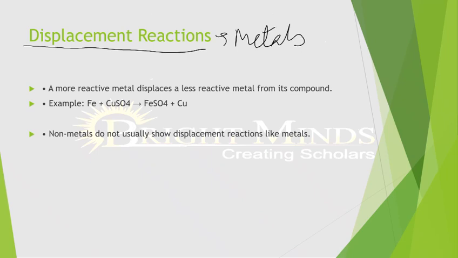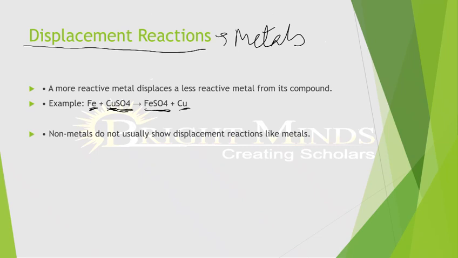Now, what is displacement? Displacement means changing of a place. So, a more reactive metal displaces a less reactive metal from its compound. To remember the reactivity series in an easy way, a link is being shared in the description box. Kindly go to the link, open it and learn it. It is very easy, right? Now, a more reactive metal like iron will displace a less reactive metal like copper from its salt, that is copper sulfate, and hence it forms ferrous sulfate plus copper.